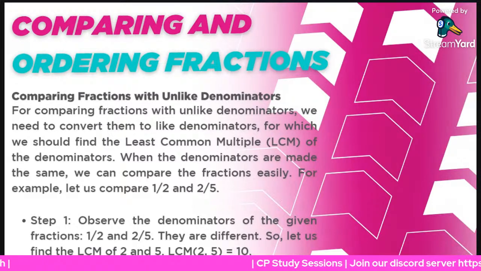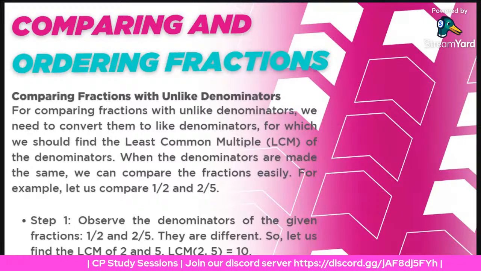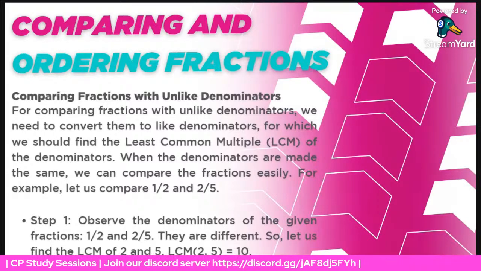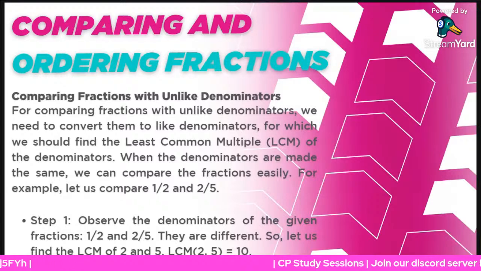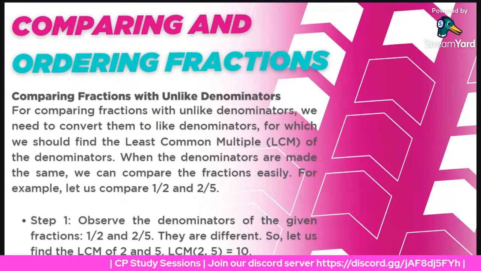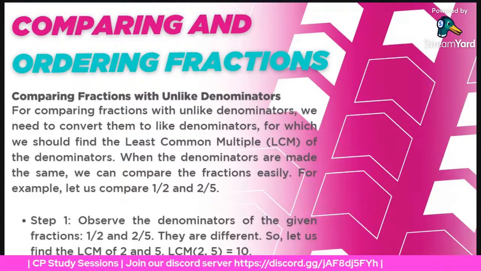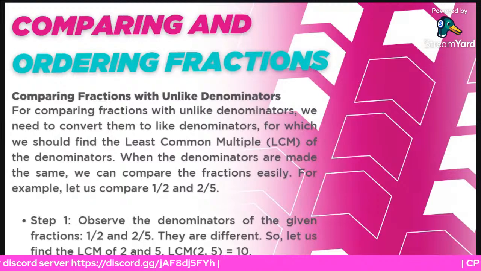So for comparing fractions with unlike denominators, we need to convert them to like denominators, for which we should find the least common multiple of the denominators. When the denominators are made the same, we can compare the fractions easily. For example, let us compare 1/2 and 2 over 5. So observe the denominators of the given fractions. 1/2 and 2 over 5. Pareho lang ba ang denominators nila or different?